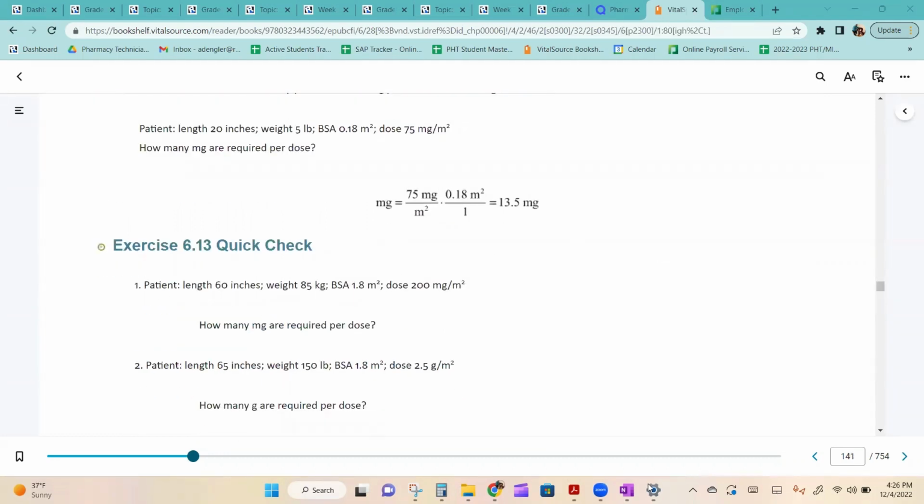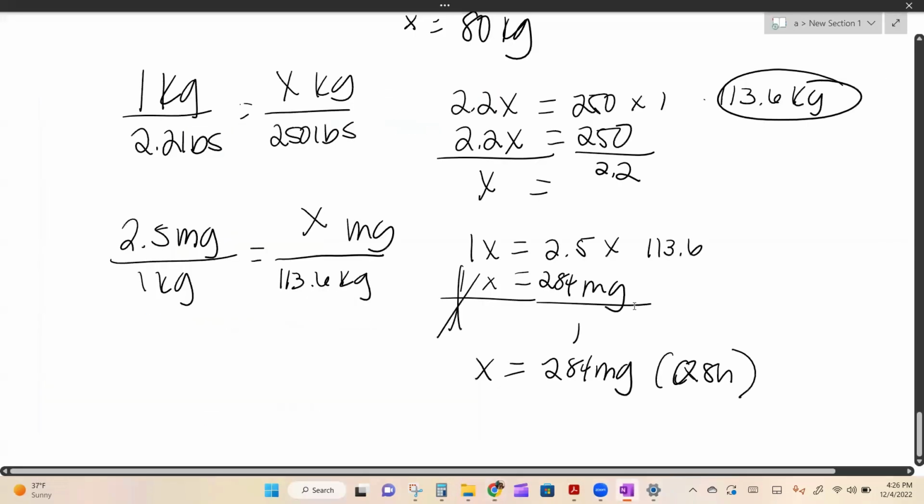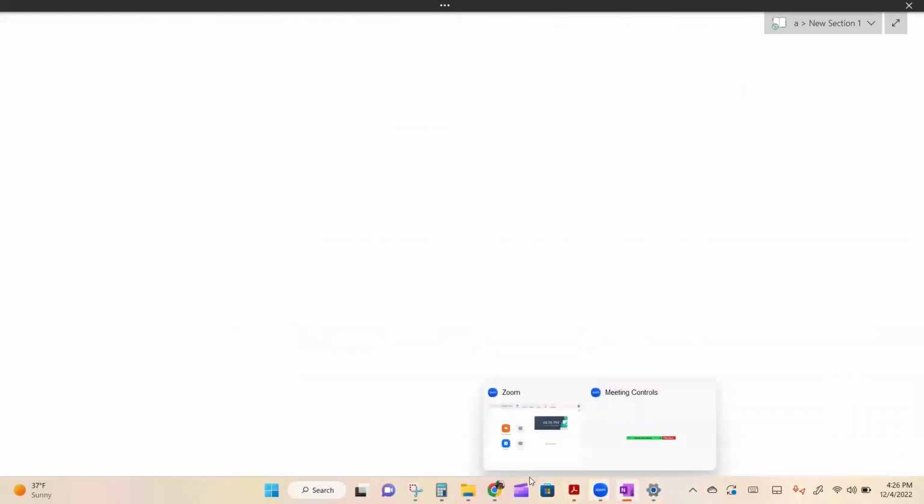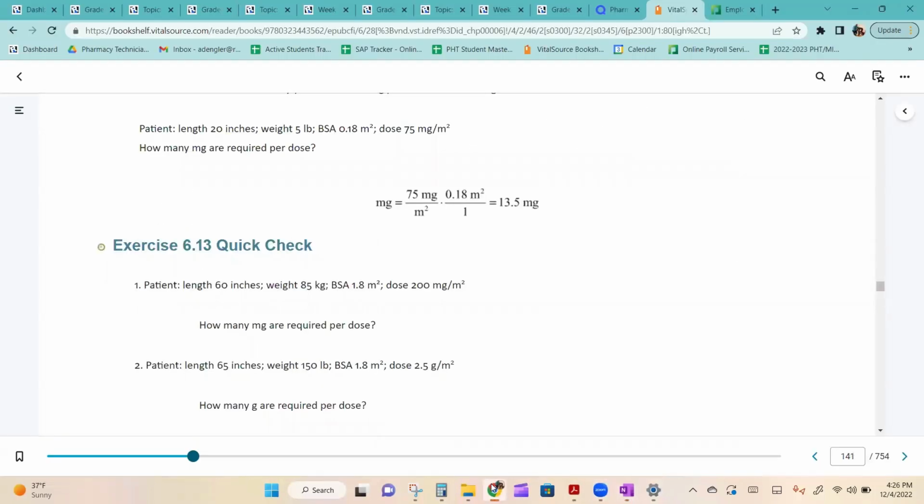Okay, so move down here. The question is, how many milligrams are required per dose? So I'm going to look at this dose here of 200 milligrams per meter squared, and I'm going to put that on one side of a proportion.